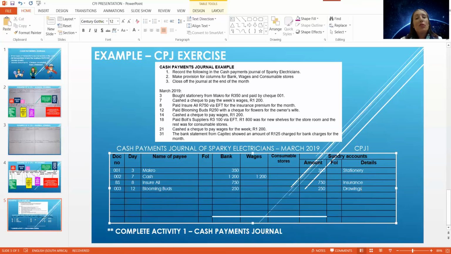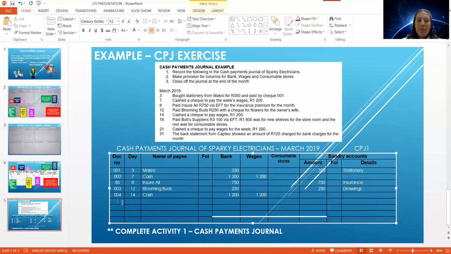Even if it's your own business that you have one day, you have to separate the business transactions from the owner's personal transactions. Okay, on the 14th, we cashed a check again to pay wages, 1,200. No number given, but we know it must follow, so it's 004. On the 14th, if we cash a check, we write cash in the name of payee. The money is taken off our bank account, so we always put it in the bank column first, 1,200. Ask yourself, why did we pay that money out? Because we paid wages. Is there a column? Yes, so I put it in the wages column.